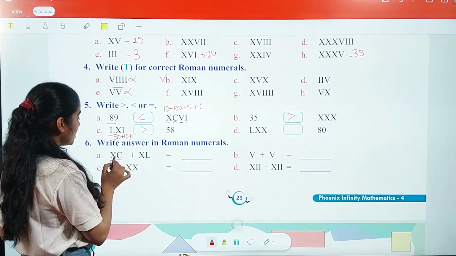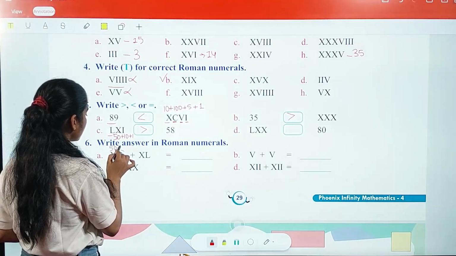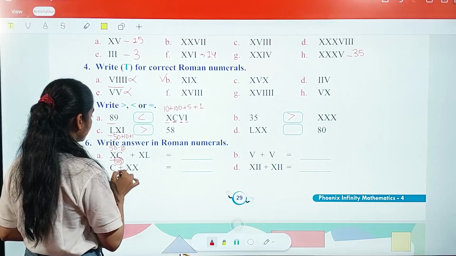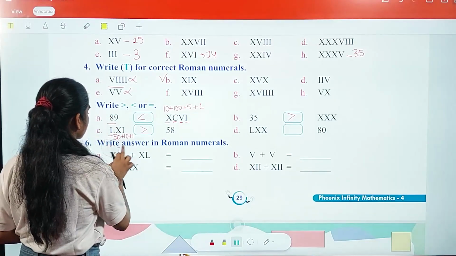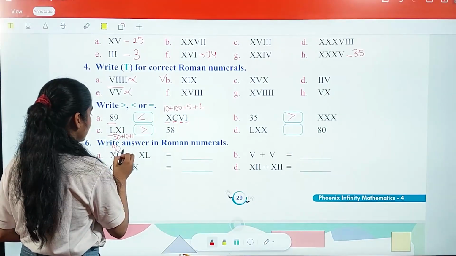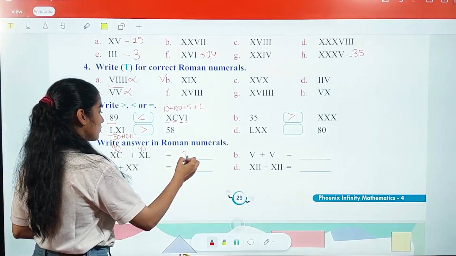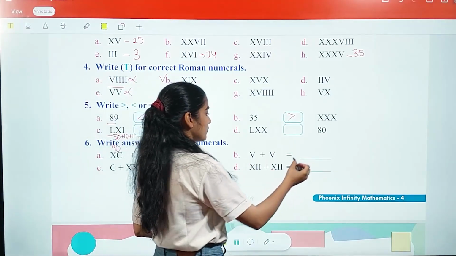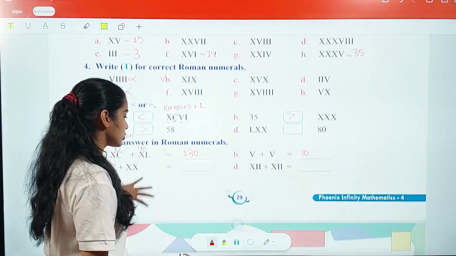10 and C means the bigger number we have. So 50 minus 10, 40. This is 40. No, 50. 100 minus 10, 90. And this is your L, 50 minus 10, 40. Your answer will be 130. Here 5 plus 5 is 10. So in the same way you can do the remaining 2 questions you have.